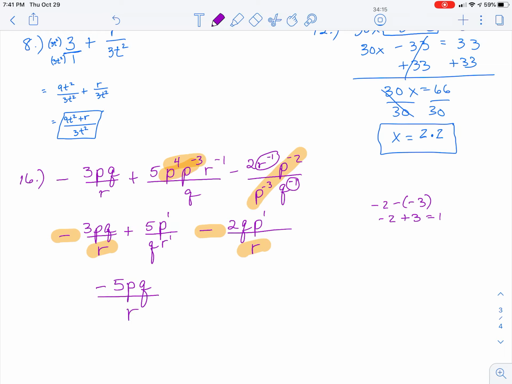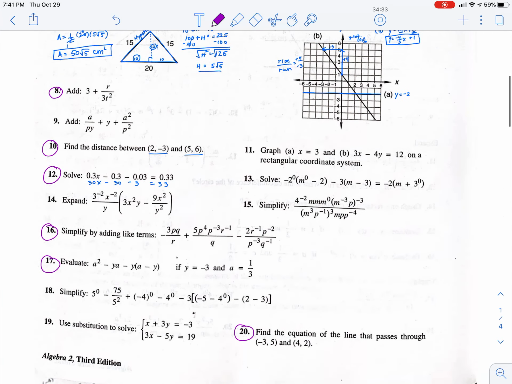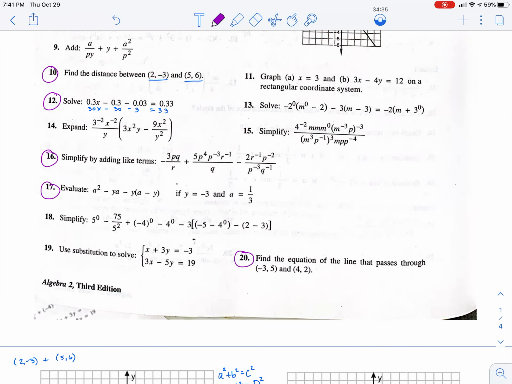over R plus 5P over QR. And that's the answer. That's number 16. Let's see what else we have. 2 more problems on this one and we'll be done.